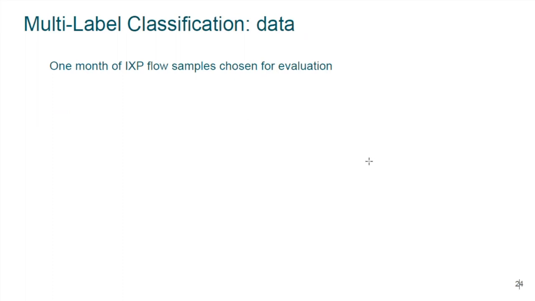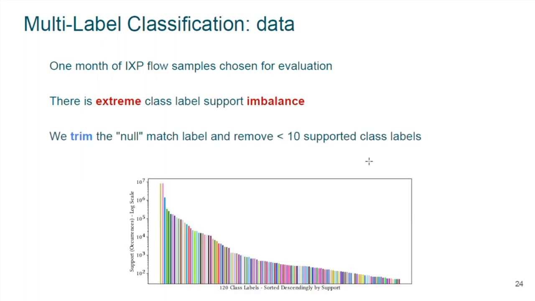We look at 1 month of IXP flow samples that were chosen for the evaluation. Note that there is extreme class support imbalance. There are some classes that are supported a lot more. We also create this new null label, which means that it doesn't match any of the scrubber rules. And we remove any case that doesn't have at least 10 occurrences. Here is how the data is distributed, with the null not being represented.